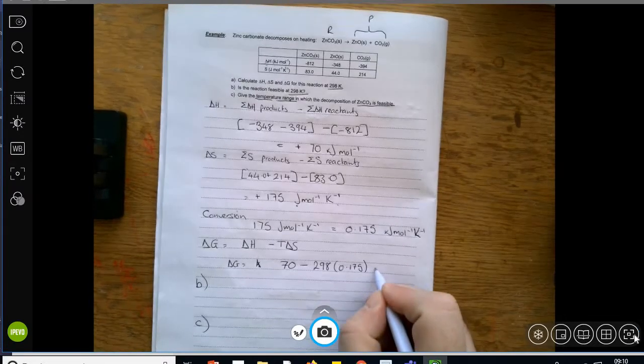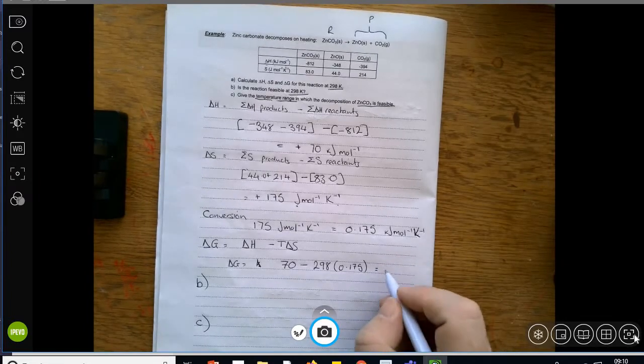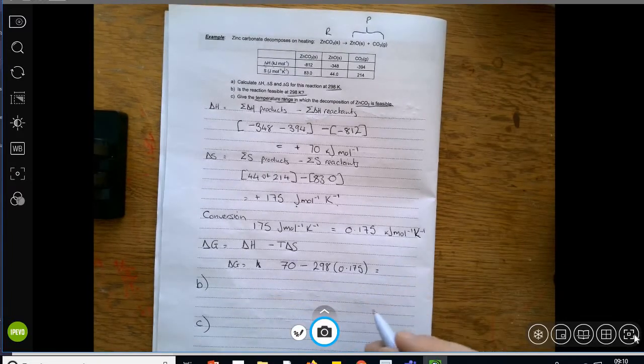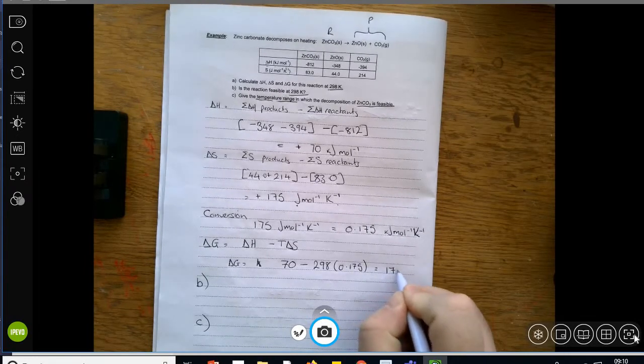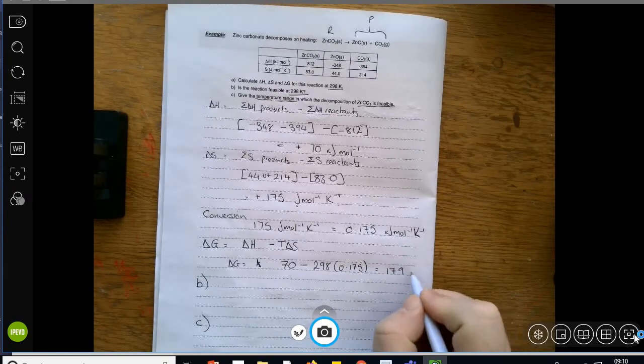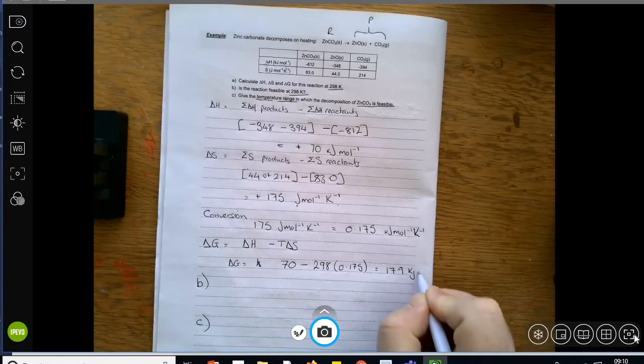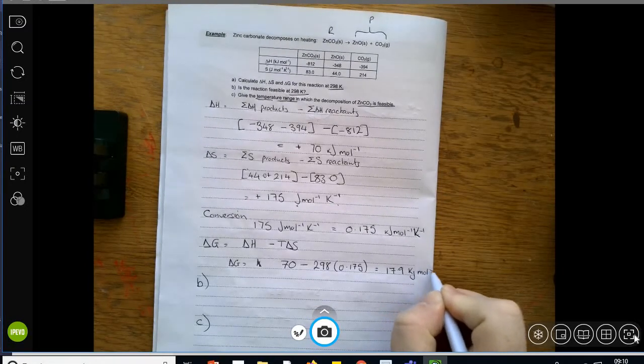And what you've got to get from that answer is, you notice all the numbers are three significant figures. So when we're writing this down, it's 17.9 kilojoules per mole.